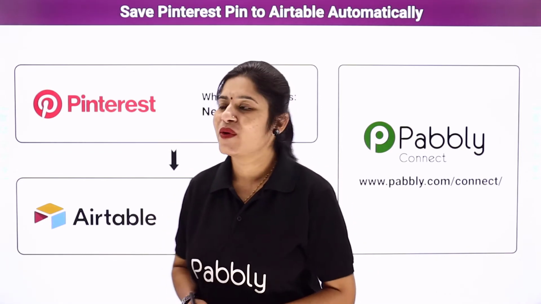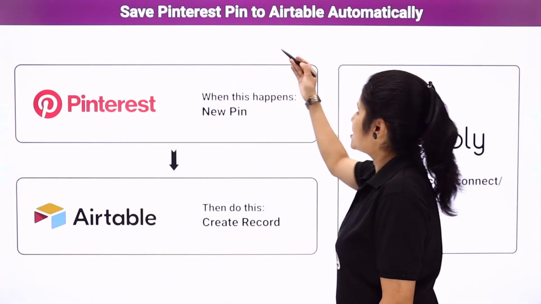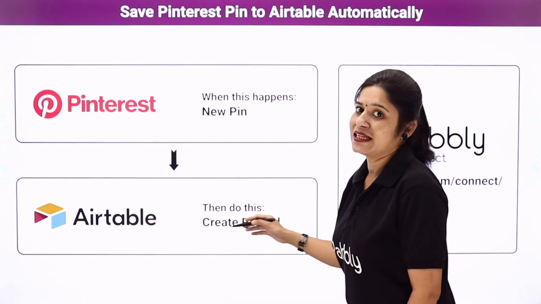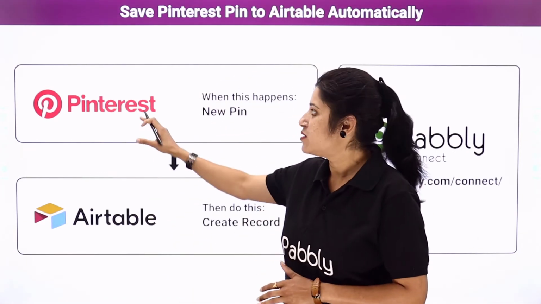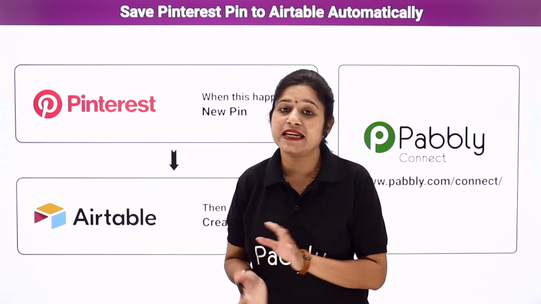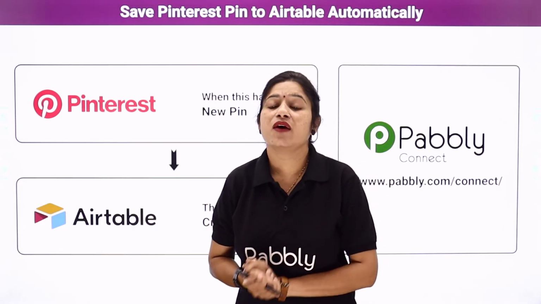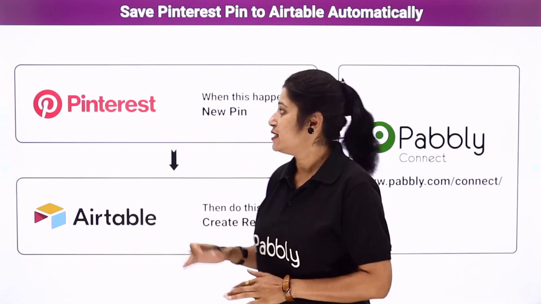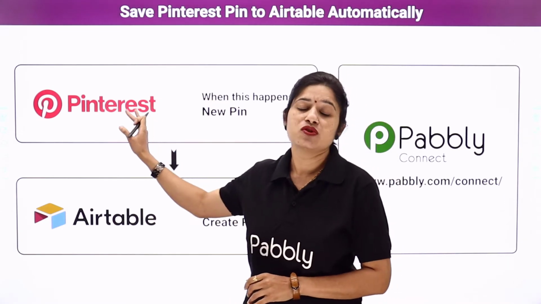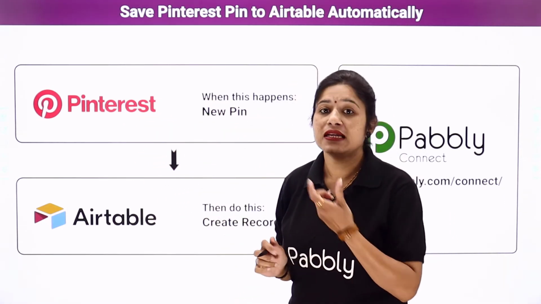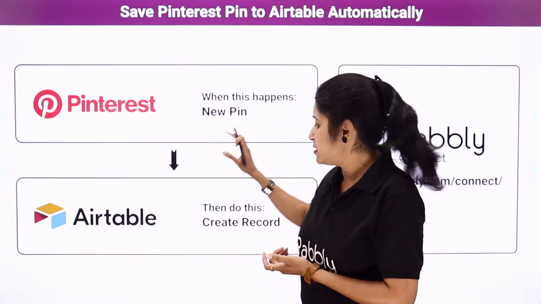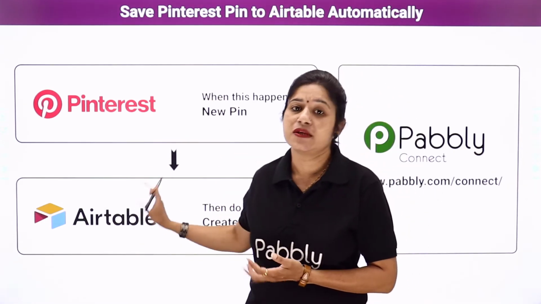In this video, we are going to learn how you can save Pinterest pin to Airtable account automatically. So the idea here is that you are a business owner and you are using Pinterest account to upload your business related ideas and images. Now you want that whenever you create a new pin into your Pinterest account, automatically the details of the pin like its image URL, its title and its description gets saved as a new record into your Airtable base.